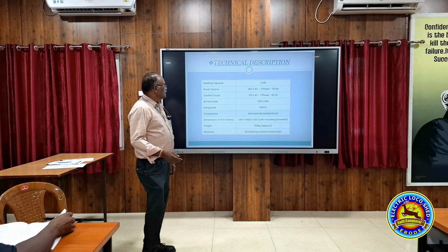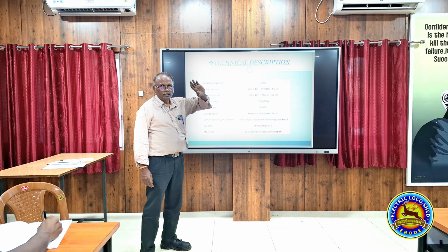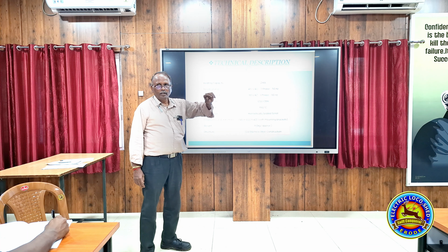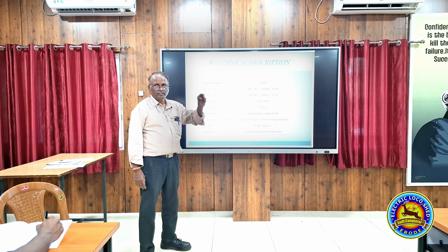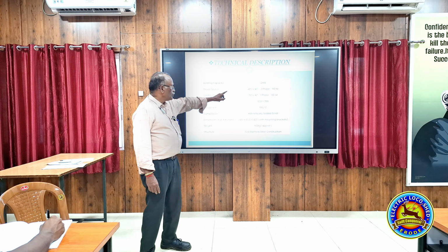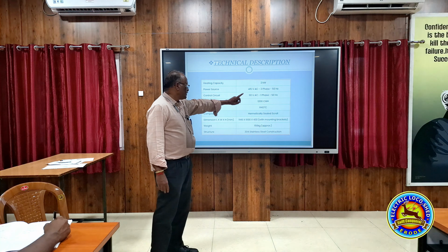In our AC, a heater is also available. The heating capacity is 2 kilowatt. Nowadays, we are mostly isolating the heater because a conventional blower type heater is available. The power source is 415 volts, three phase supply, 50 Hz. The control circuit is 110 volt AC, 50 Hz.